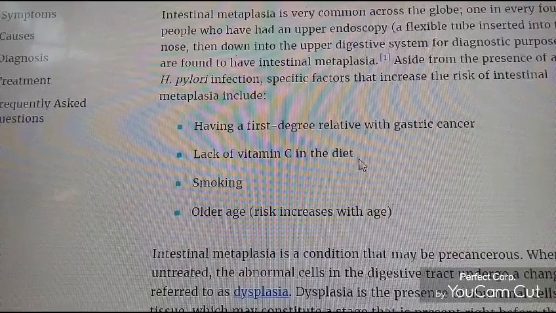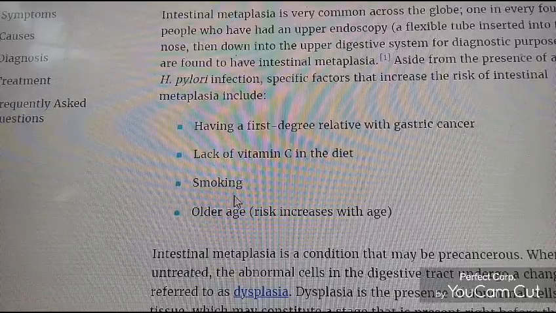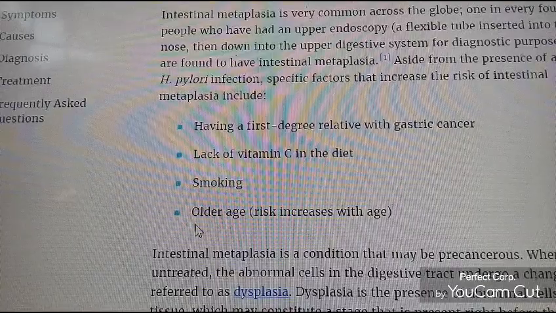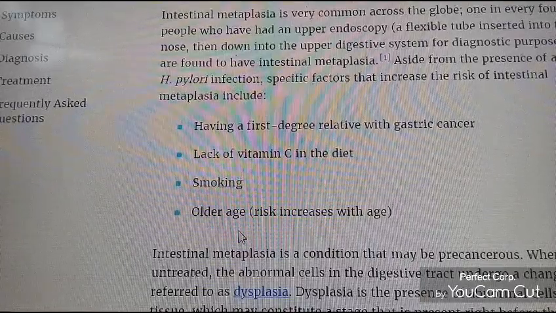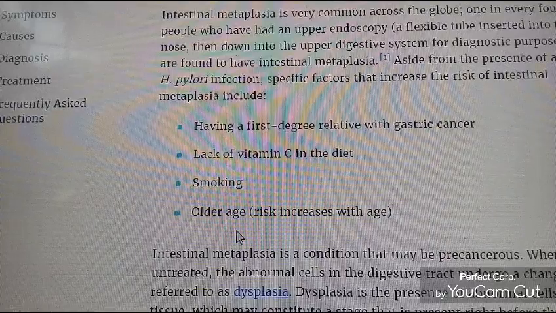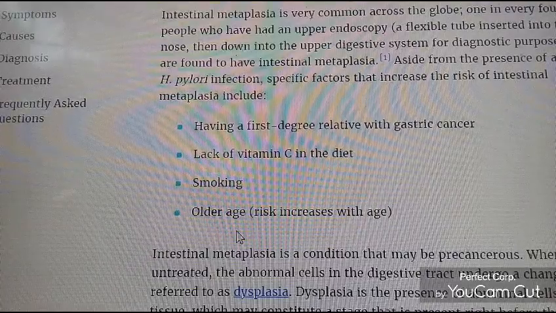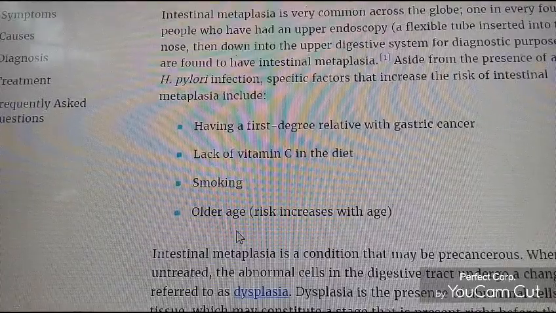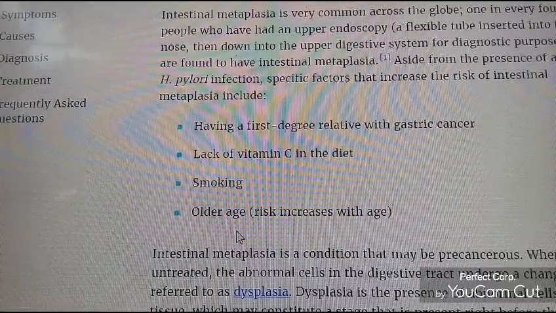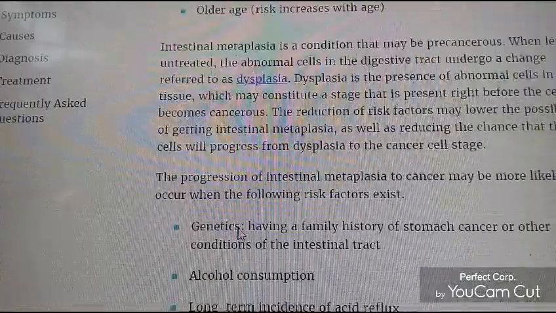Lack of vitamin C in diet. Yeah. Smoking. Yeah, you're poisoning yourself. You are dehydrating yourself. Older age. Yeah. It's cumulative toxicity. So it is age-related. The older you are, the more likely you are going to be messed up and exhibit chronic problems. This is one of them.